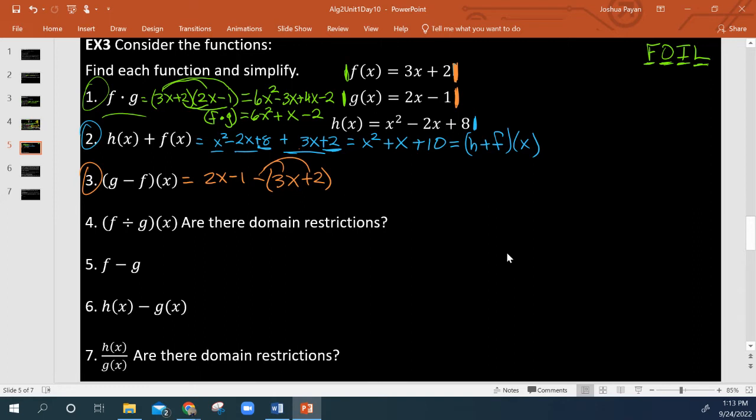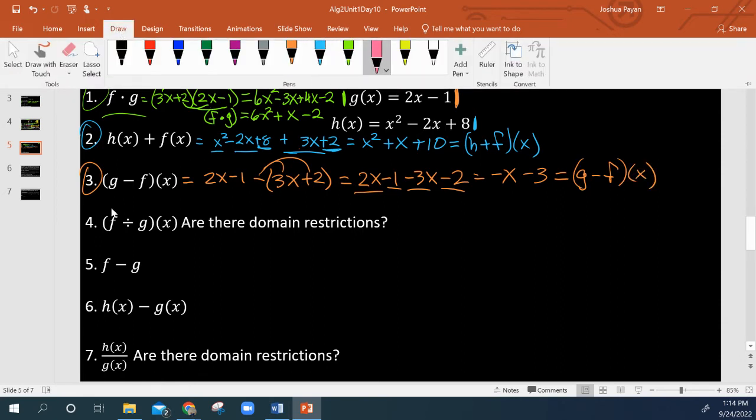We've seen this before when we were doing the linear systems, substitution. We would oftentimes have to distribute a minus like that. So our next line of work is just going to look like 2x minus 1 minus 3x minus 2. So minus 3x minus 2 after we distribute the minus. Now we just combine like terms. 2x, negative 3x, that's going to leave me with negative x. Negative 1, negative 2, that is negative 3. And that would be g minus f of x.